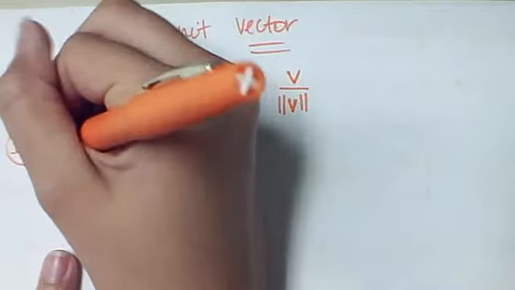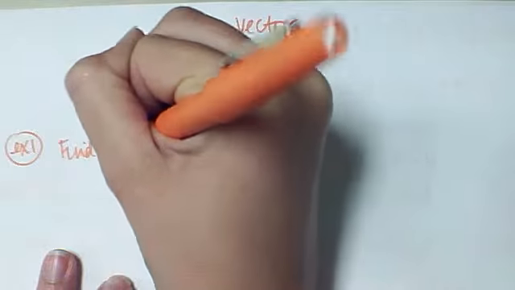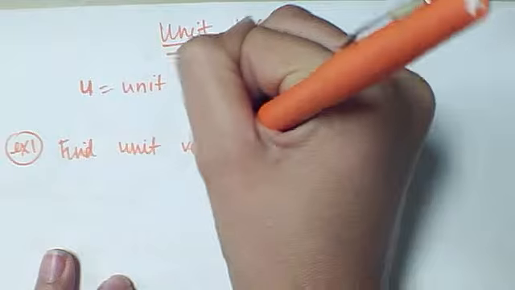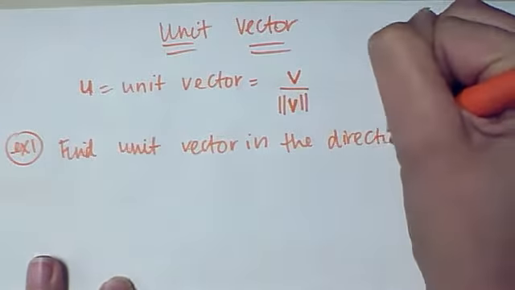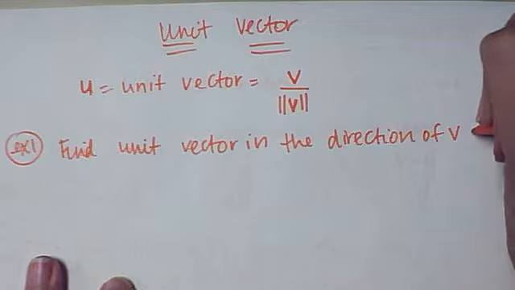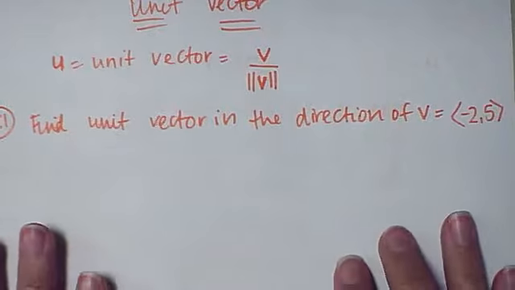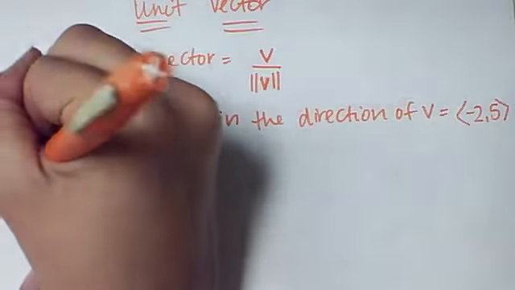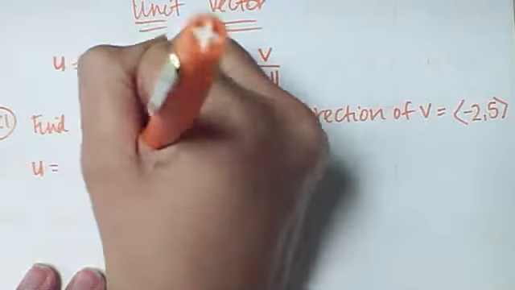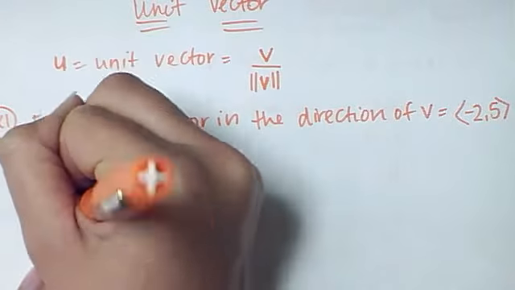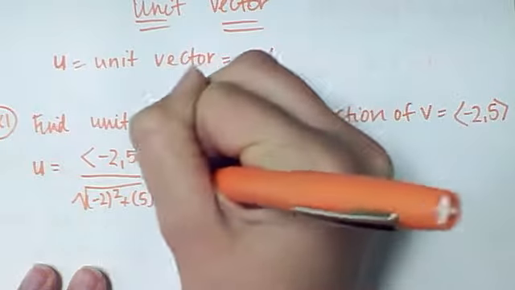Number one, I want you to find a unit vector in the direction of v, which is equal to -2, 5. To do that we're going to start by finding the component form, which we already have, which is -2, 5, over the magnitude, which is the square root of -2 squared plus 5 squared.